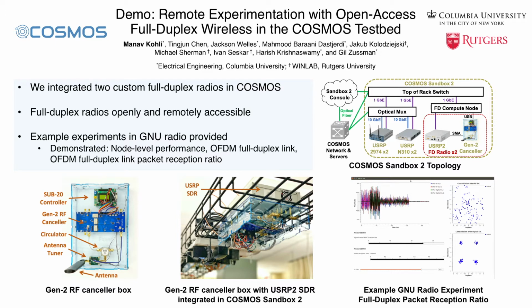In particular, we demo three experiments. The first is the node-level performance of a single radio. The second is an OFDM full-duplex link. And the third is the packet reception ratio of an OFDM full-duplex link. These experiments show the performance of the radios and can be used as a baseline for further experimentation. The graphical user interface of the third experiment is shown on the bottom right.